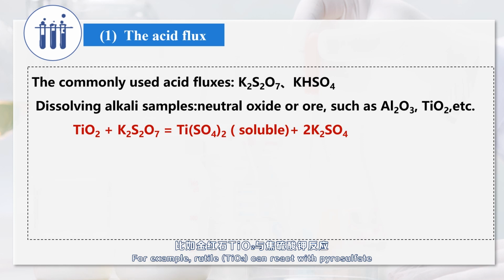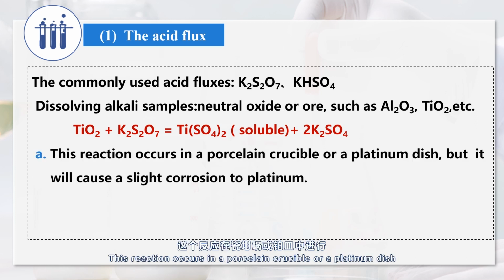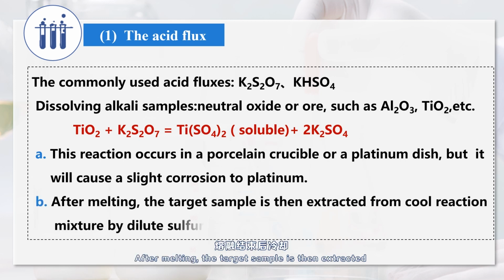Rutile can react with pyrosulfate to produce soluble titanium sulfate and potassium sulfate. This reaction occurs in a porcelain crucible or a platinum dish, but it will cause a slight corrosion to platinum. After melting, the target sample is then extracted from cool reaction mixture by dilute sulfuric acid.